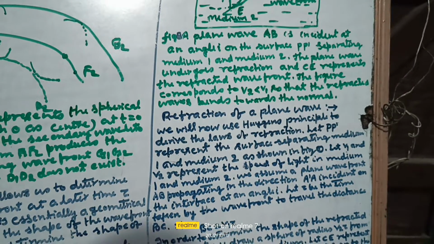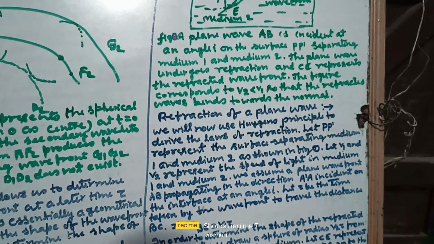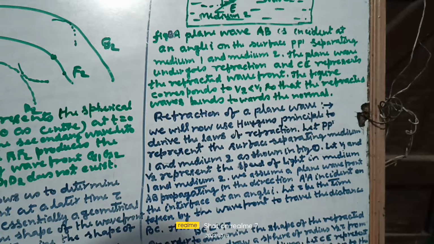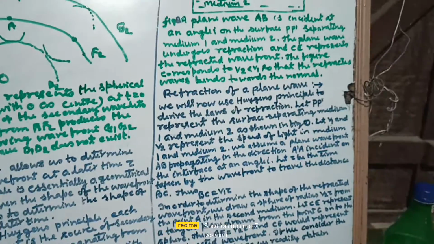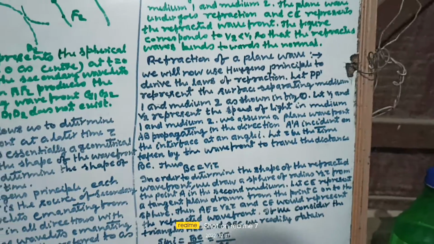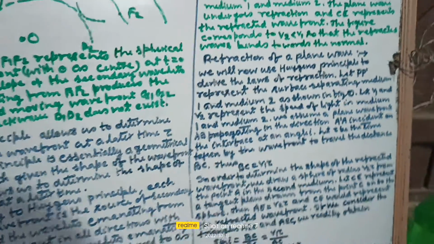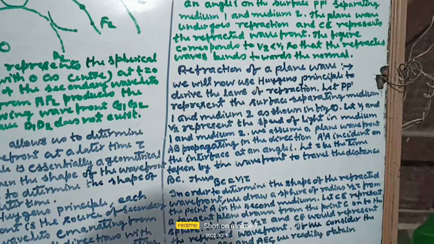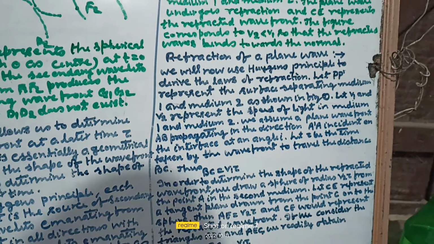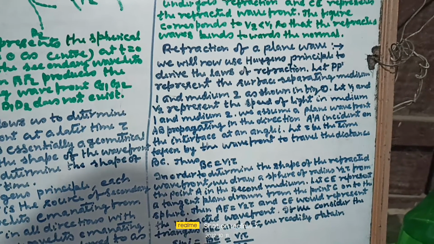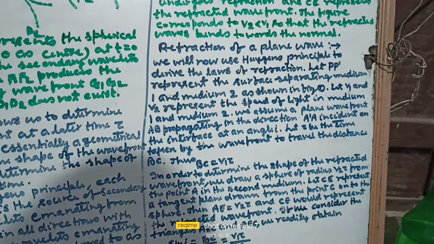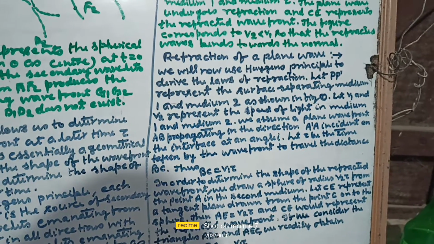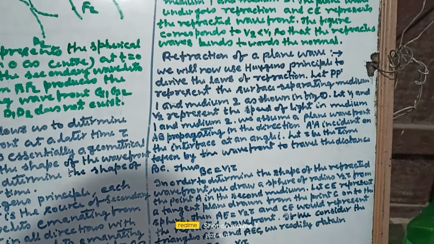The figure corresponds to v2 smaller than v1, so that the refracted wave bends towards the normal. Refraction of a plane wave. We shall now use Huygens principle to derive the laws of refraction. Let PP' represent the surface separating medium 1 and medium 2, as shown in figure 1.